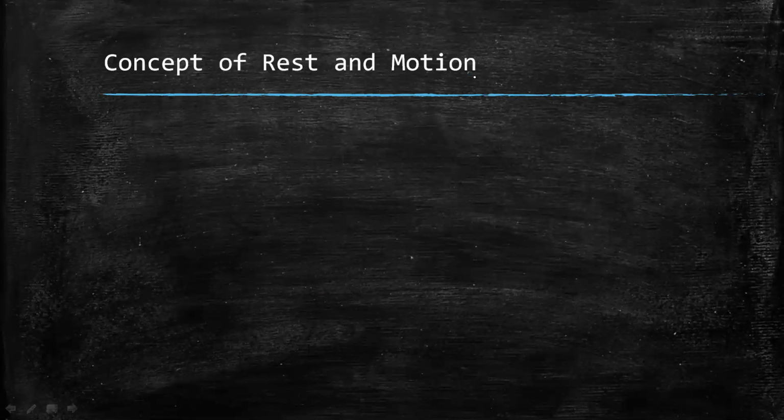In the first place, we have the concept of rest and motion. I know that these are not any new topics to you. The words rest and motion are very commonly used words in our day-to-day life. We know that when you have to say that an object is at rest, you should observe the object for some time and see whether its position is changing or not. If the position of the object is not changing with respect to time, we say that the object is at rest. On the other hand, if the position of the object is changing with respect to time, we say that it is in motion.